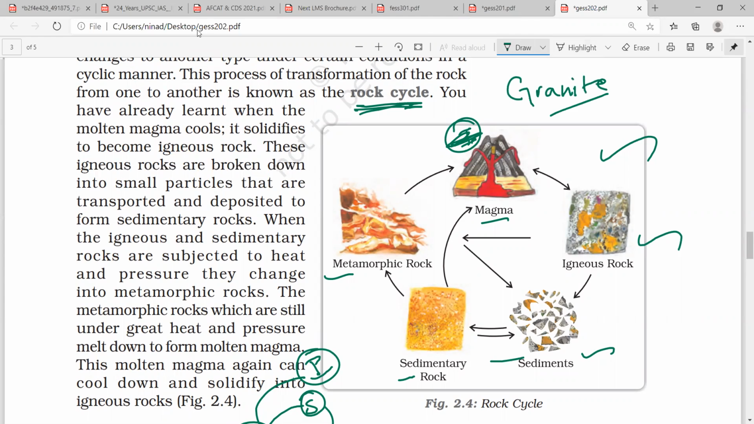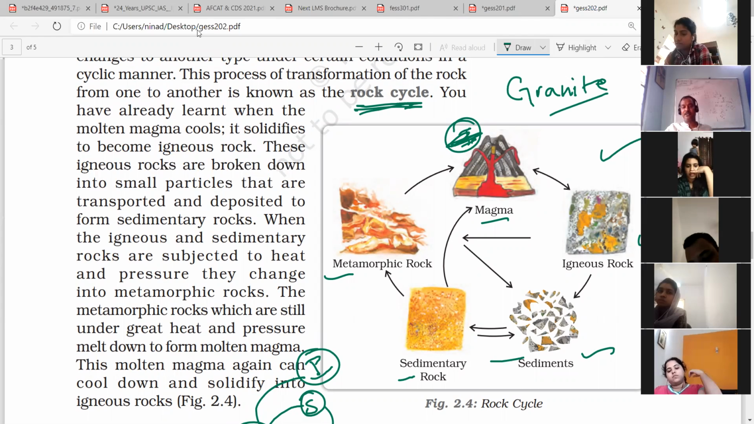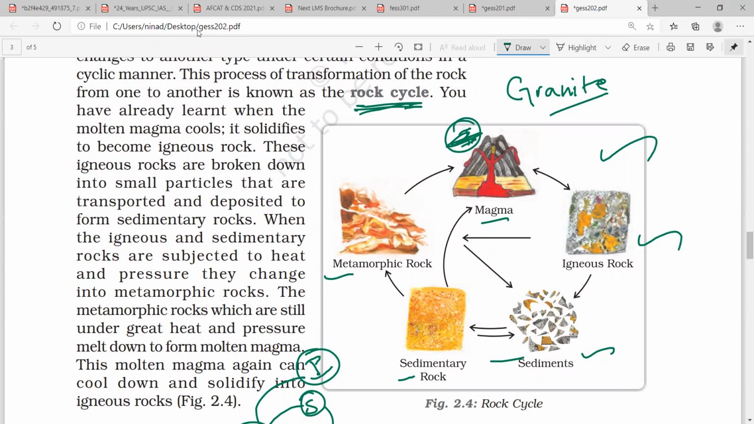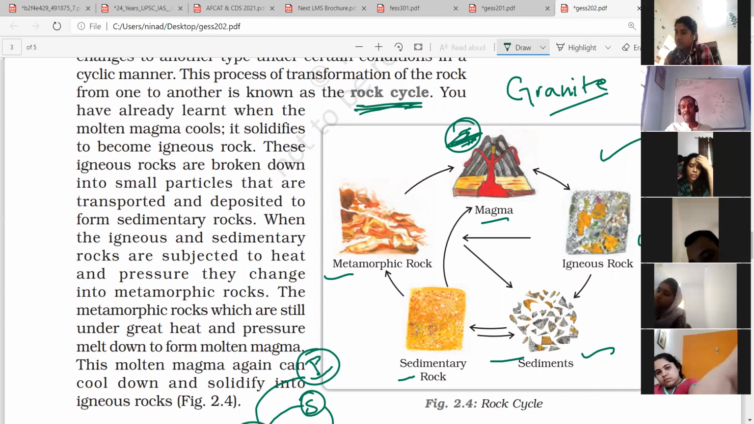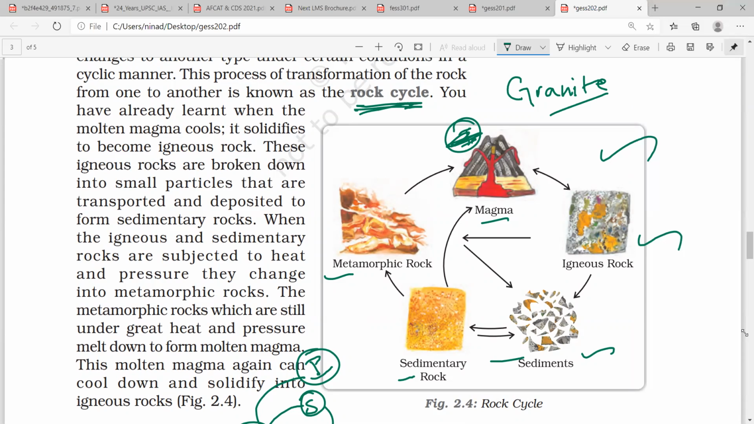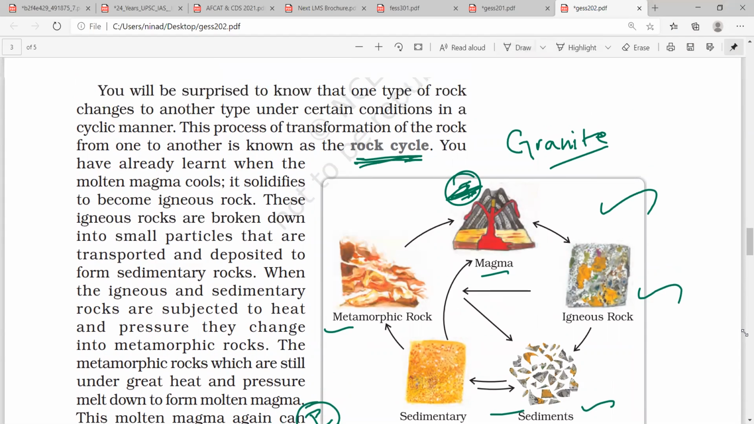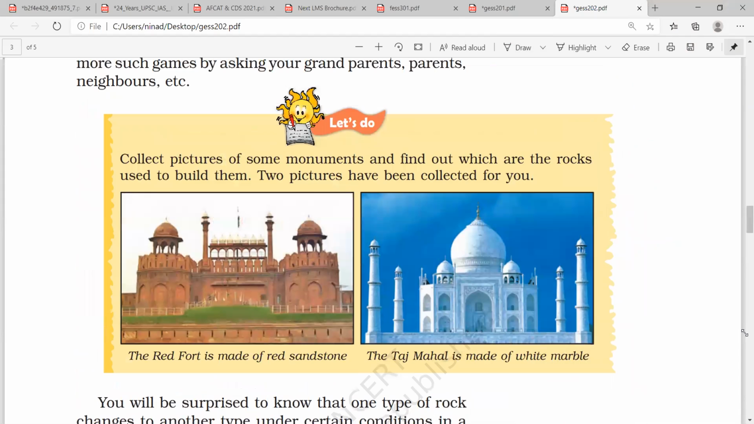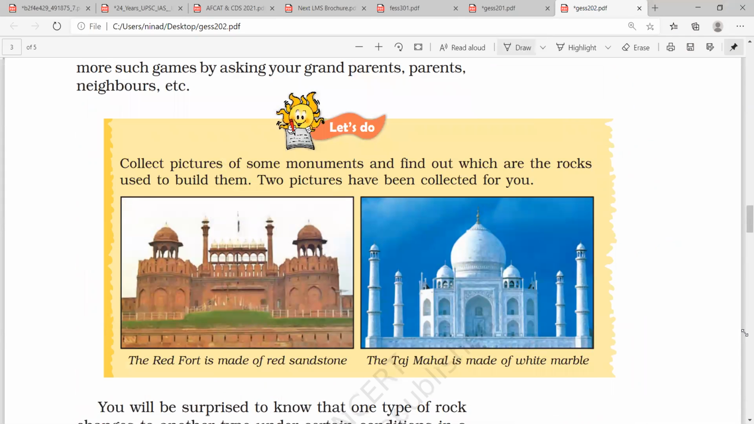Granite is an example of what? Igneous rock. Okay. Very good. Sedimentary rock, can you give me an example, Alan? Limestone. Okay. Very good. Akshay, can you tell me a metamorphic rock example? Slate. Slate is converted from? Clay is converted. Okay. Very good.